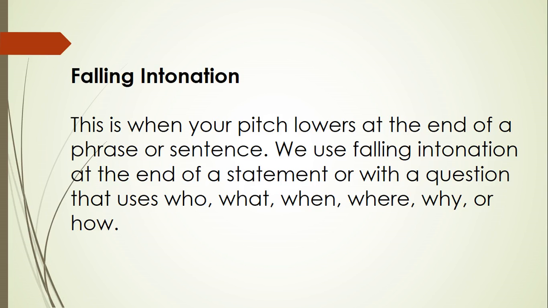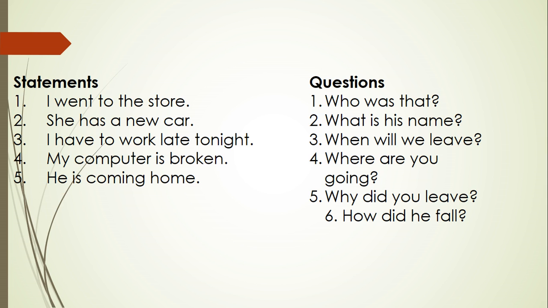We use falling intonation at the end of a statement or with a question that uses who, what, when, where, why, or how. So just try to remember the uses of intonation. Falling intonation is used at the end of a statement or with a question that uses who, what, when, where, why, or how at the end of the question. It is falling intonation. Now here some examples are given for statements.